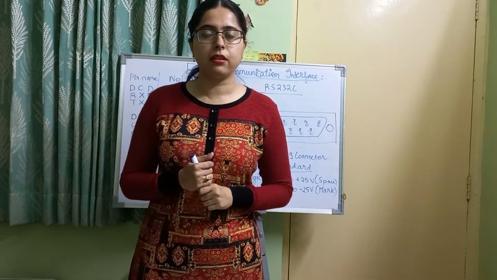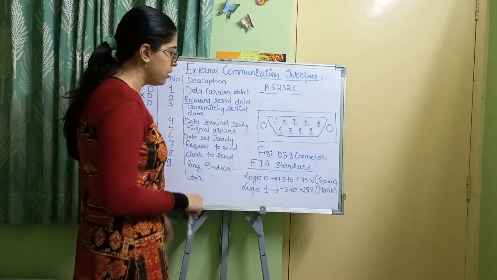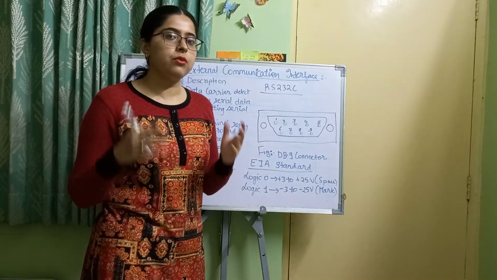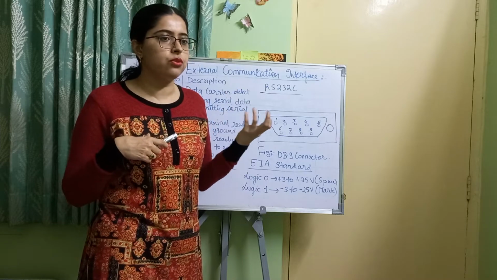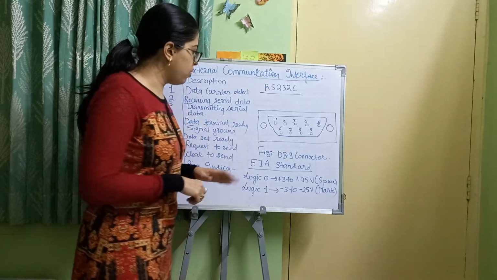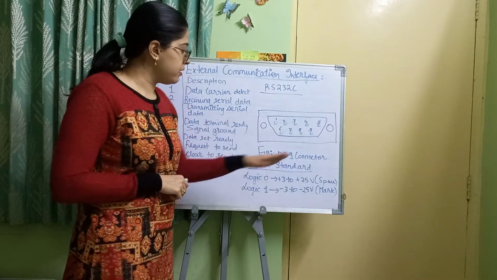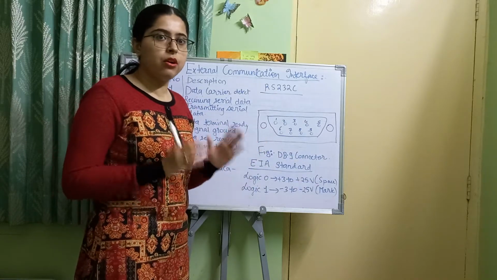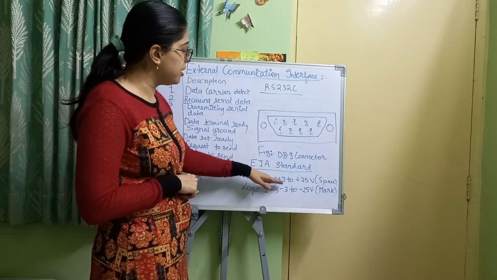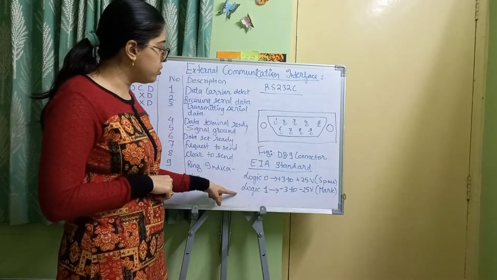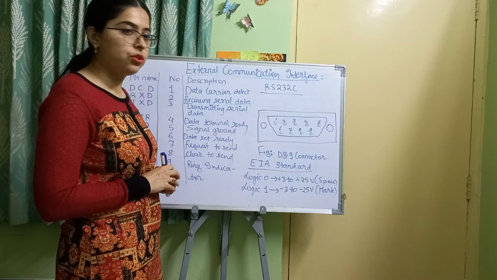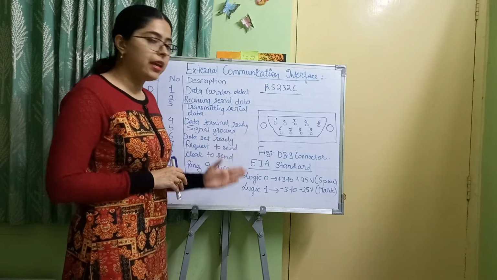Now what are the EIA standards? See, according to the EIA standards, whenever we are communicating, these signals, logic 0 and logic 1, play a very important role. Logic 0 is called a space, and logic 1 is called a mark according to the EIA standard. Logic 0 is represented by a voltage level between plus 3 to plus 25 volts, and logic 1 is represented by voltage signals between minus 3 and minus 25 volts. Okay. So this is the EIA standard.